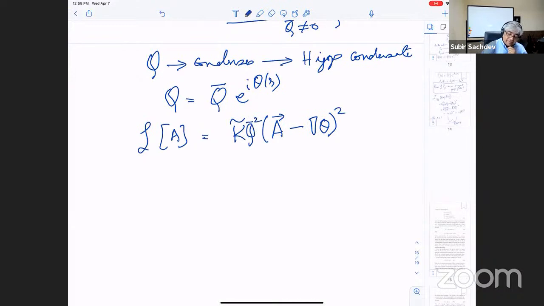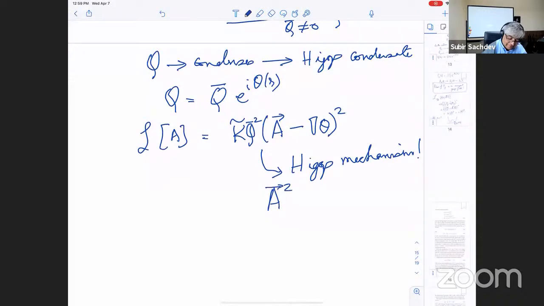Something like that. And now you can choose a gauge. We'll come back to this in much detail next time. I can choose the gauge and just get rid of this, just by a gauge transformation. So what this becomes then, this is the Higgs mechanism. This is one of the things that Higgs got the Nobel Prize for. It's not the Higgs boson, but the Higgs mechanism. So you get a term here, which is A squared, which means the gauge field has a mass.